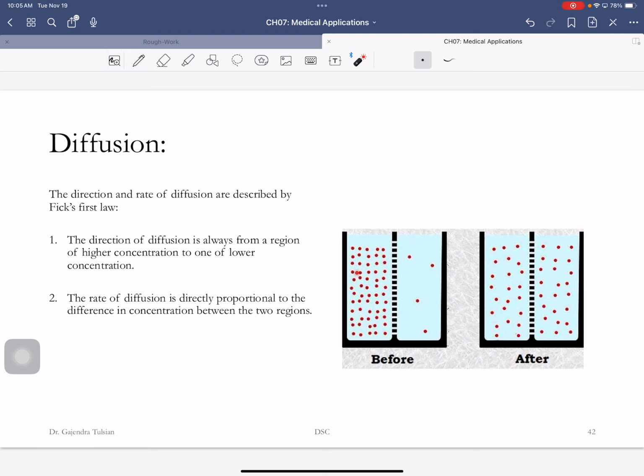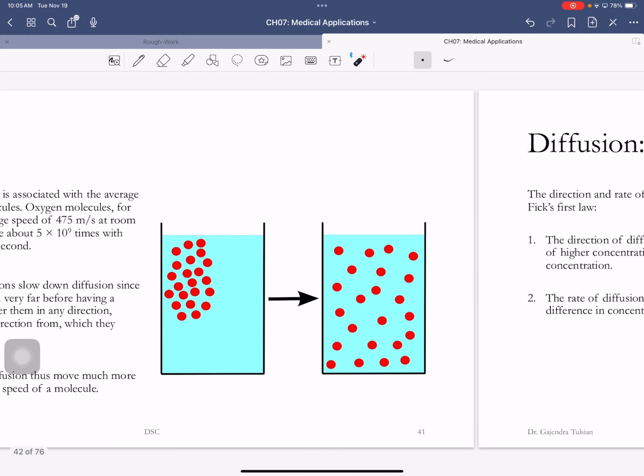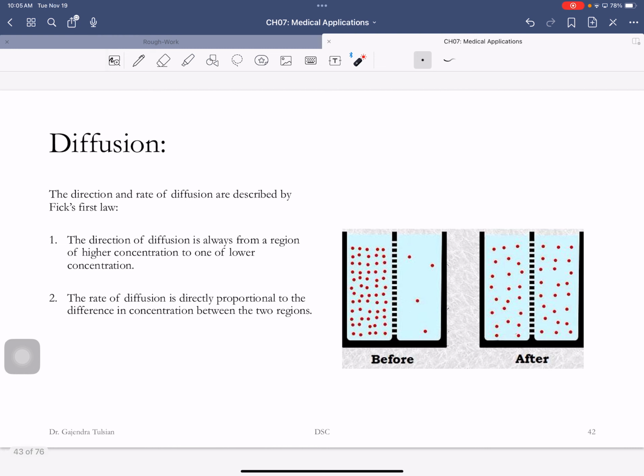The thing about diffusion is it's a slow process, and this material doesn't move large distances. So when you want to exchange stuff over small distances, that's how we do that. So we exchange via diffusion. Materials moved by diffusion move much more slowly than the average speed of a molecule. So via diffusion, stuff moves much more slowly.